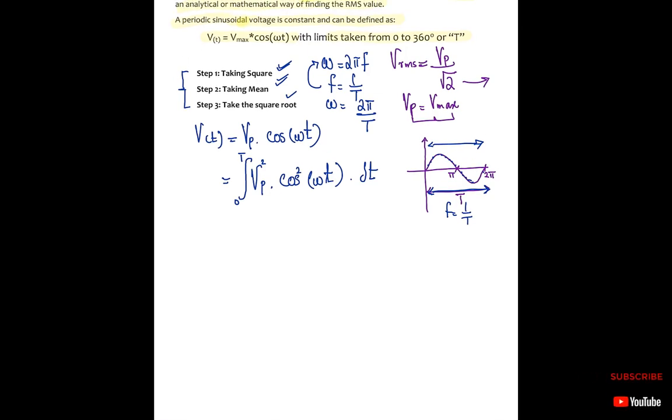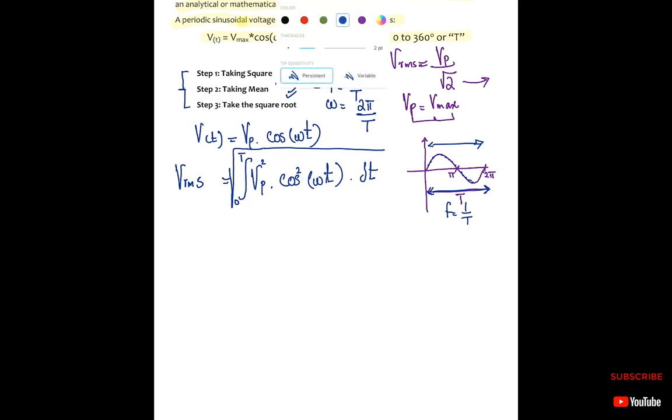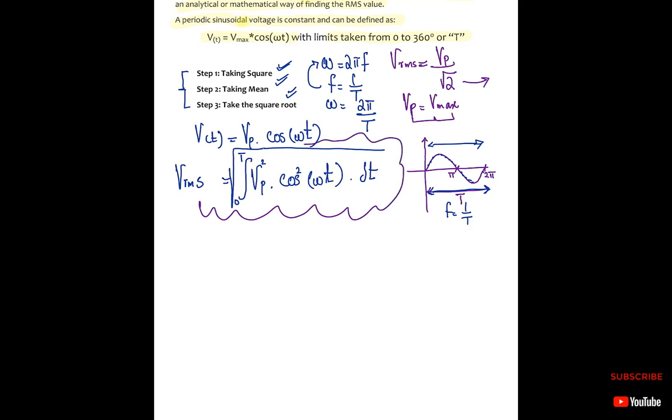The third step here is to take the square root. So this VRMS equals this right here, this whole thing. This right here is your equation to get the VRMS for a perfect sinusoidal signal. Now I'm going to convert this to something like this, and you'll see how I do that. For the sake of the explanation and easiness, I'm going to take the square root out of the equation and then put it back later on.